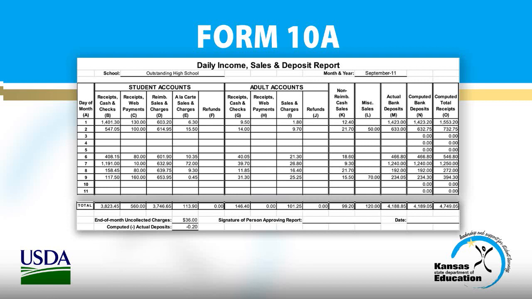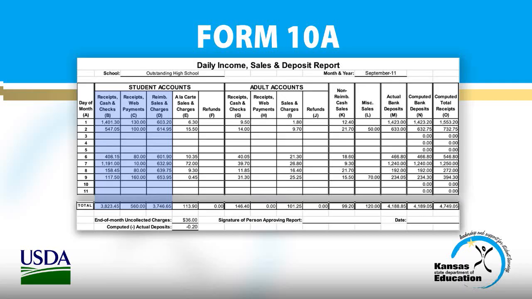Care should be taken to assure that receipts are recorded correctly by category on this form. Income is reported at the time it's received. At the end of each month, the sponsor should ensure that all income received is posted to the food service fund. Income from student reimbursable sales, adult meal sales, and a la carte sales should be reported in separate categories.